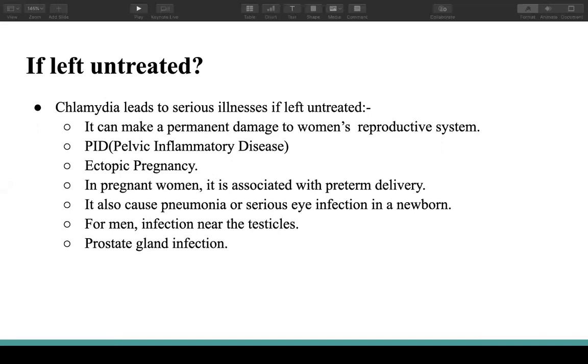PID, which is pelvic inflammatory disease, is an infection of the uterus and fallopian tubes that causes pelvic pain and fever. These severe infections might require hospitalization for intravenous antibiotics. PID can damage the fallopian tubes, ovaries, and uterus, including the cervix. As these organs of women play an important part in pregnancy, if they get damaged, the entire reproductive system is damaged.